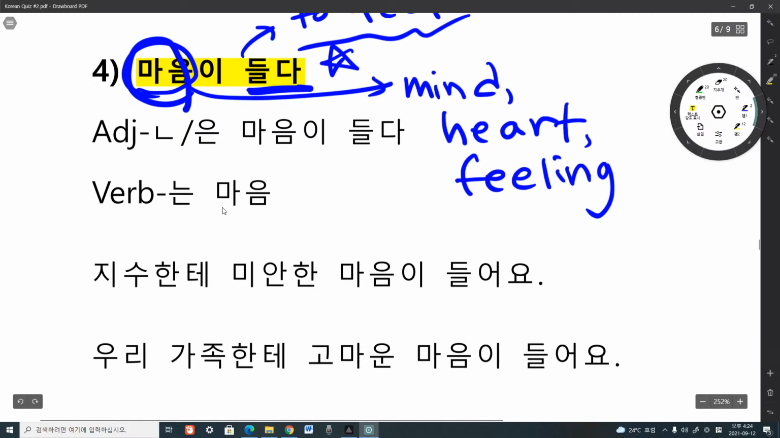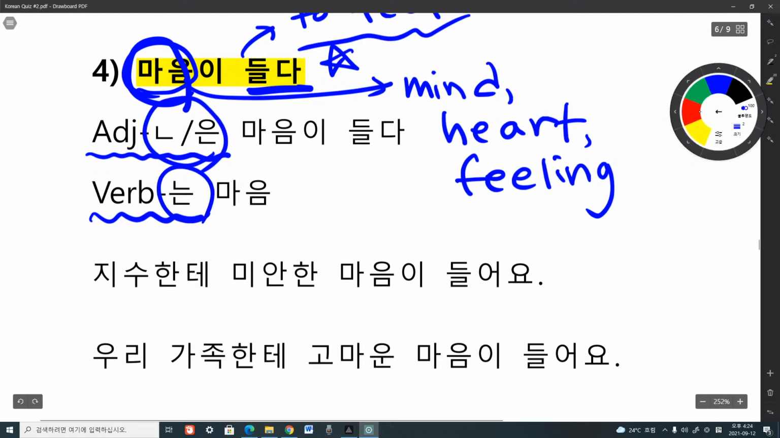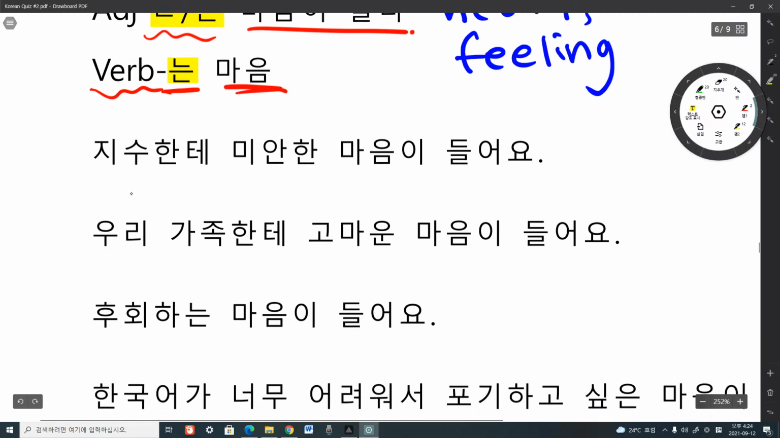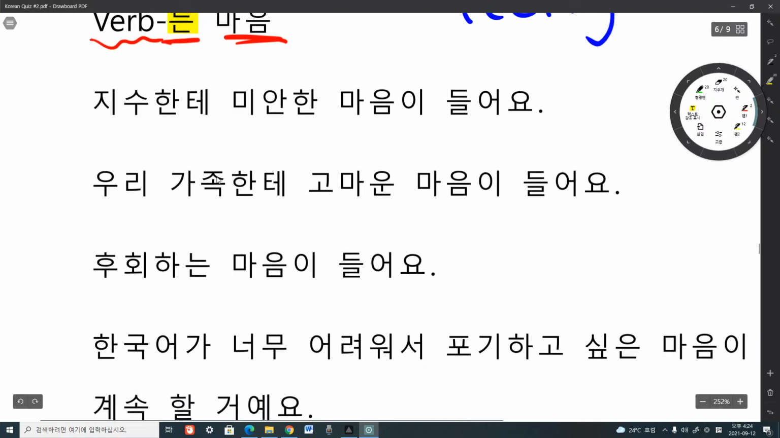And if you want to say specifically what kind of feelings you feel, you can use adjective or verb with a modifier form. I'm pretty sure if you're at this level, you have already learned the verb and adjective modifier form, right? So I won't explain that further. So if you want to say adjective kind of feeling, you can use adjective, 니은 받침은 마음이 들다. Or if you want to say verb kind of mind, you can say verb는 마음 using verb modifier. So let's look at the next sentence, example sentences.